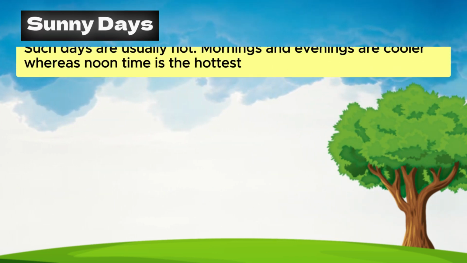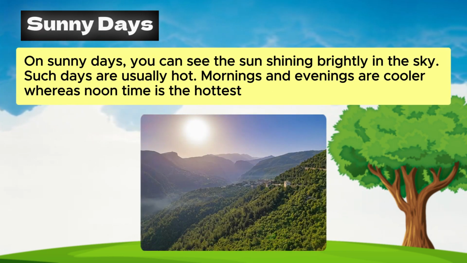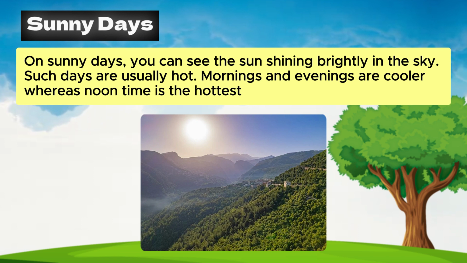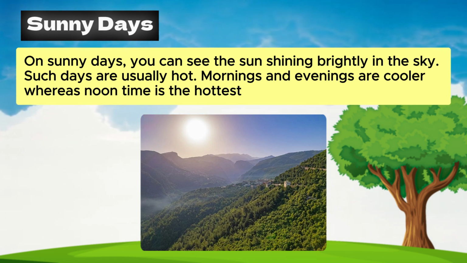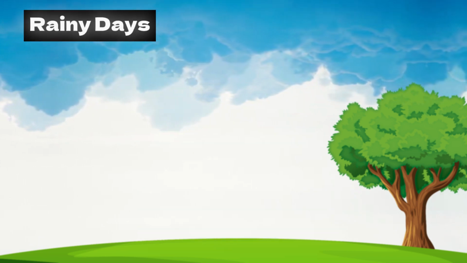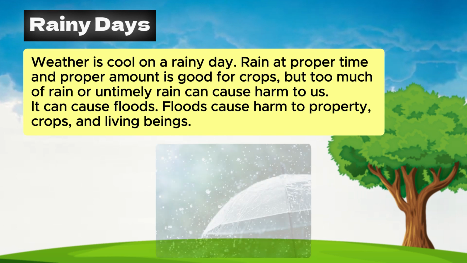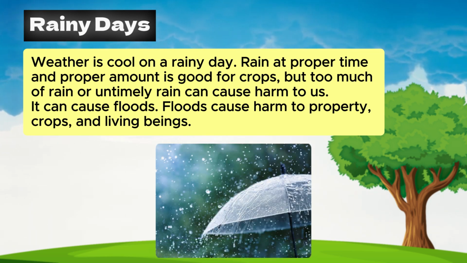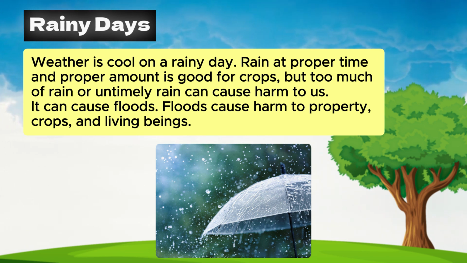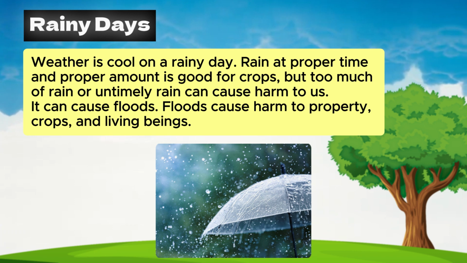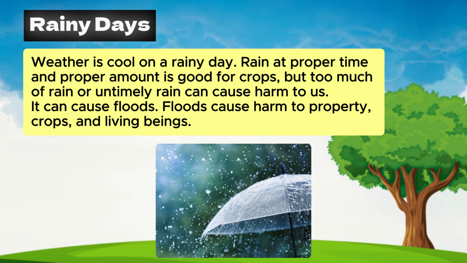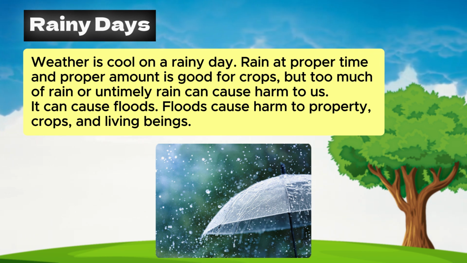Sunny days. On sunny days, you can see the sun shining brightly in the sky. Such days are usually hot. Mornings and evenings are cooler, whereas noontime is the hottest. Rainy days. Weather is cool on a rainy day. Rain at proper time and proper amount is good for crops, but too much rain or untimely rain can cause harm to us. It can cause floods. Floods cause harm to property, crops, and living beings.